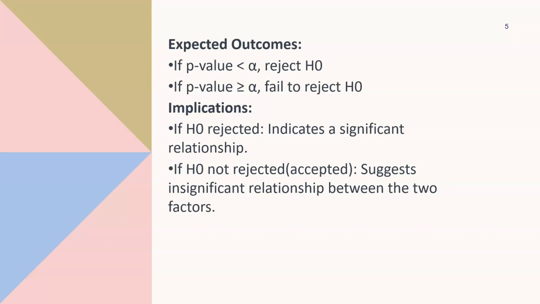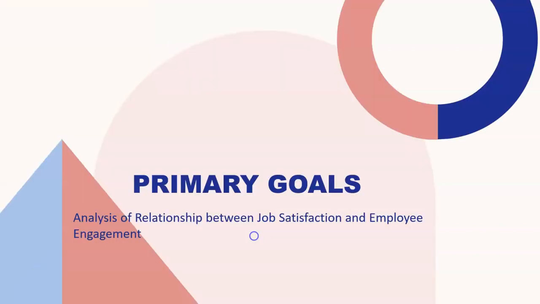Now if your H0 is rejected, that denotes that there is a significant relationship or there is an association between the two categorical variables. And if your H0 is accepted, that suggests that there is no association or there is an insignificant relationship between the two factors or your categorical variables. Now the primary goal of our project is to analyze the relationship between the two factors, which are job satisfaction and employee engagement.